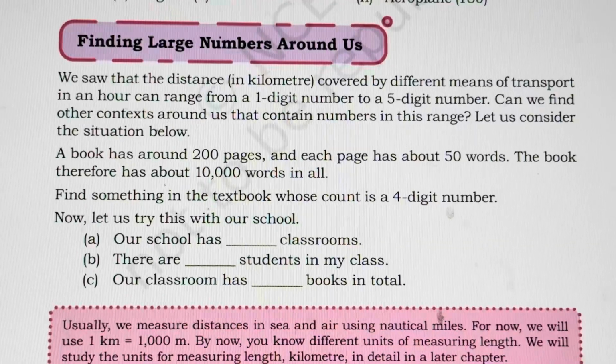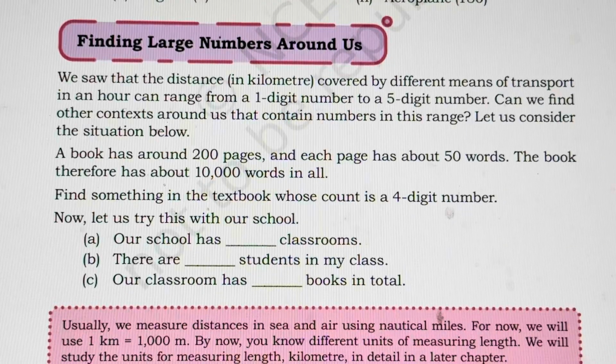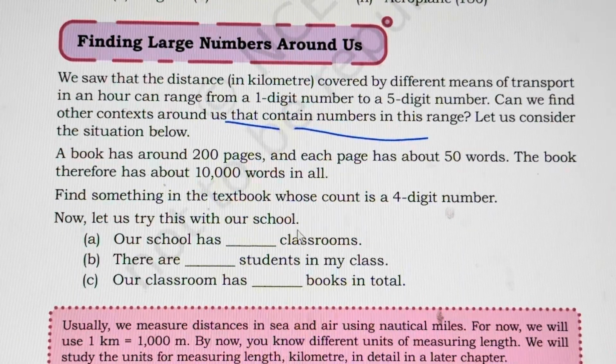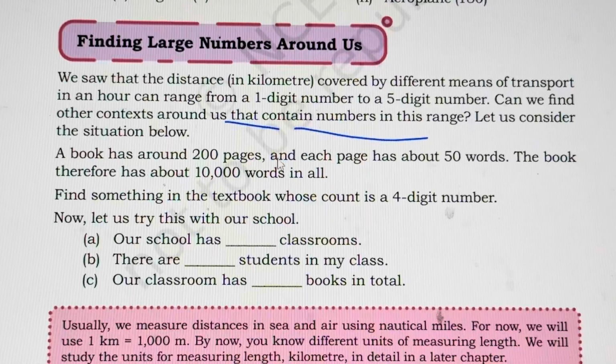So, we saw the distance in kilometers covered by different means of transport in an hour. It can range from 1 digit to 5 digit. This is what we saw in the previous video, right? Similarly, can we find other contexts around us that contain large numbers in this range, from 1 digit till 5 digit? So let us consider some situations which are given over here.